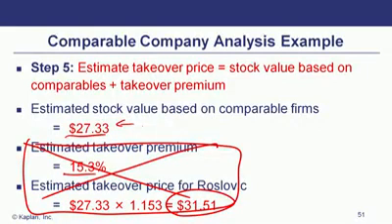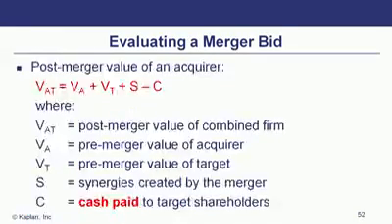But nonetheless, if you're using minority prices, then you do have to do the second part where you have to estimate the takeover premium and add that in when you're calculating the price per share. All right? Okay, so what about evaluating a merger bid?